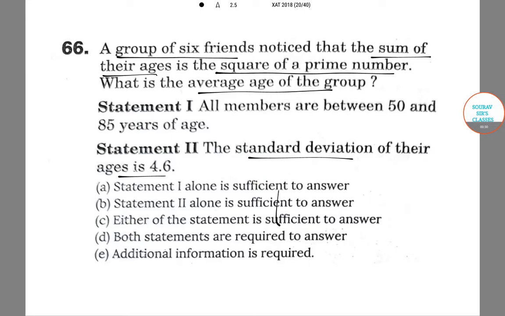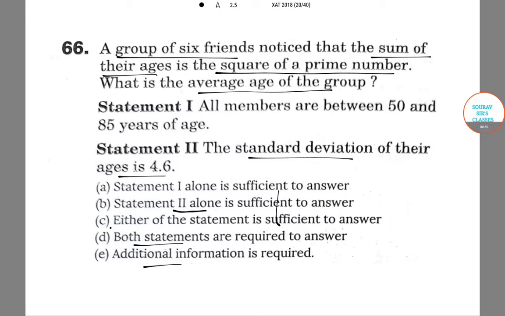Option A. Statement 1 alone is sufficient to answer. Option B. Statement 2 alone is sufficient to answer. Option C. Either of the statements is sufficient to answer. Option D. Both statements are required to answer. And option E. Additional information is required.